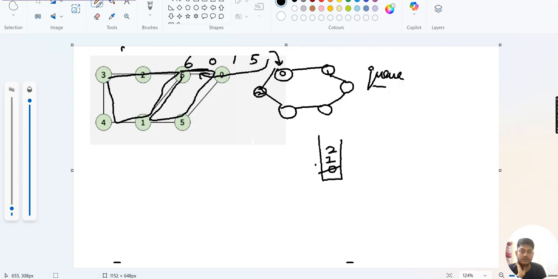After that, 1 will be popped. This is a queue, not a stack, so it is first in first out. So 1 will be popped and its neighbors will be pushed in the queue. Let it be 3. 0 is already visited, so we mark visited nodes and will not push it into the queue again. So 3 will be pushed. Then 2 will be popped, and 4 will be pushed. After that 3 will be popped, and 5 will be pushed.